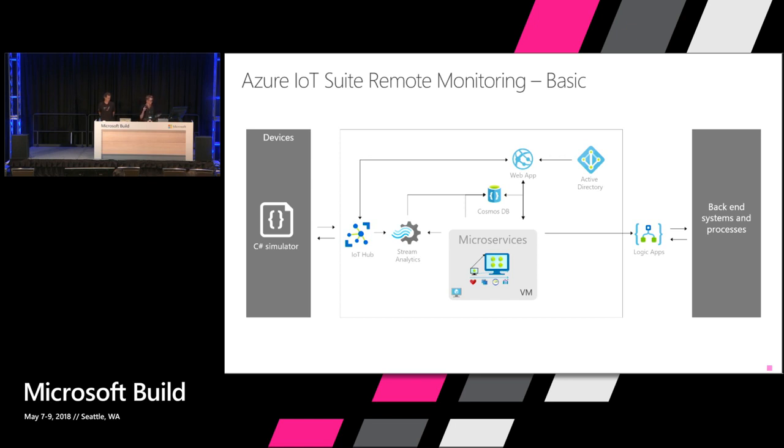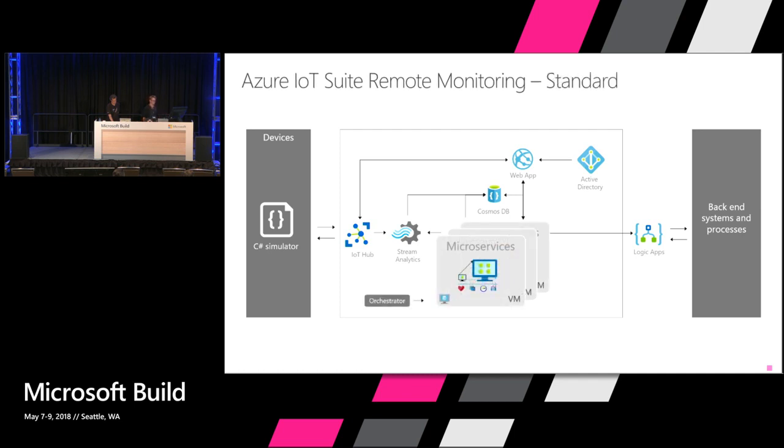You can see here that we're provisioning on your behalf into your subscription IoT Hub, Stream Analytics, Cosmos DB, a web app, an Active Directory using AAD, and a VM with a set of microservices inside of it, along with a C# simulator that's going to be pumping data into the solution. This is what the basic remote monitoring deployment looks like.